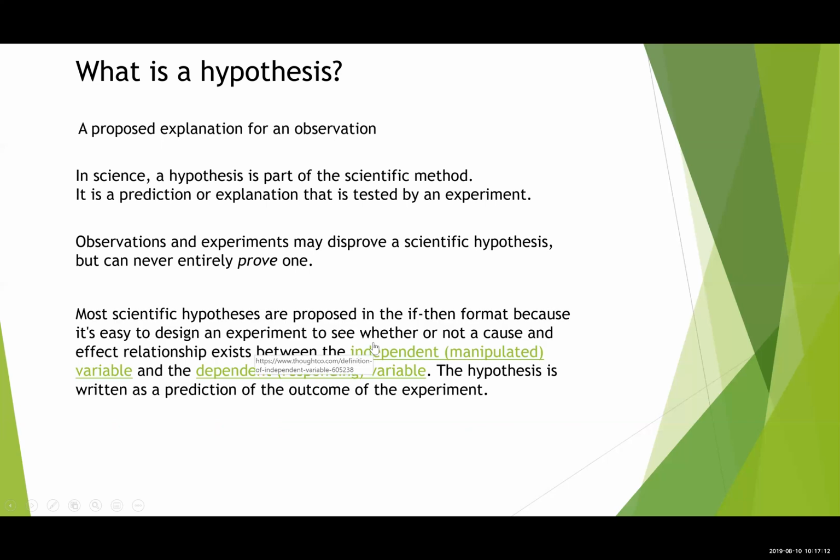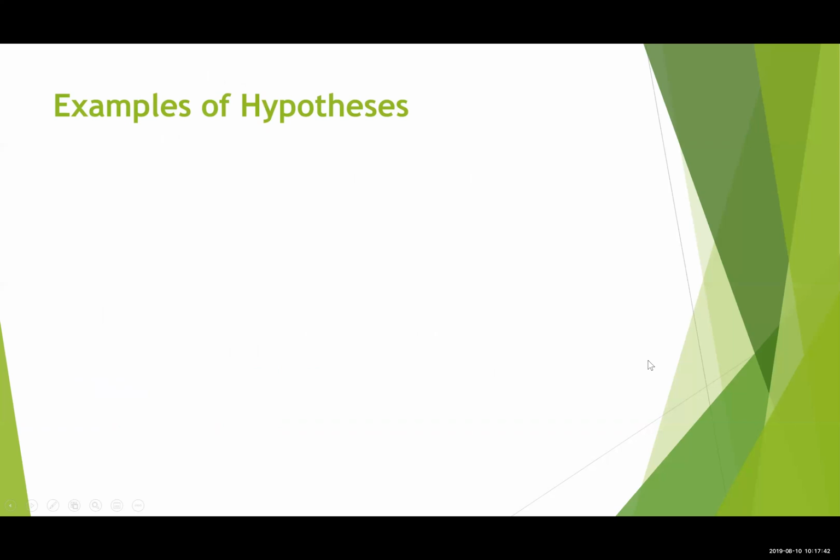Most scientific hypotheses, hypotheses is plural of hypothesis, are proposed in an if-then format because it's easy to design an experiment to see whether or not a cause and effect relationship exists between an independent variable and a dependent variable. The hypothesis is written as a prediction of the outcome of the experiment. So it's what you predict will be the outcome of your experiment. And it's very often if-then. It's not always if-then. So here are some examples.